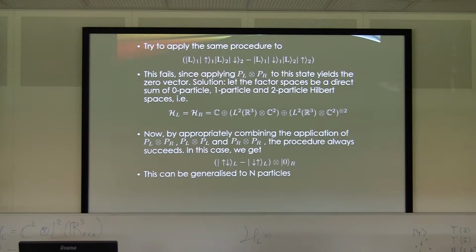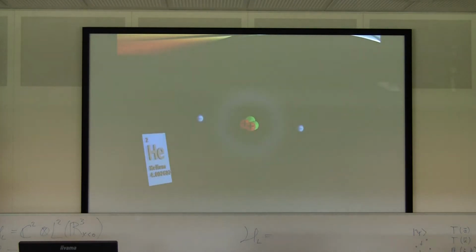I'm not going to reach my hour. Okay, so let's go to the helium atom. The helium atom is just a simple example of an atom in the ground state with 2 electrons in the inner shell. Of course, 2 protons, 2 neutrons as well.